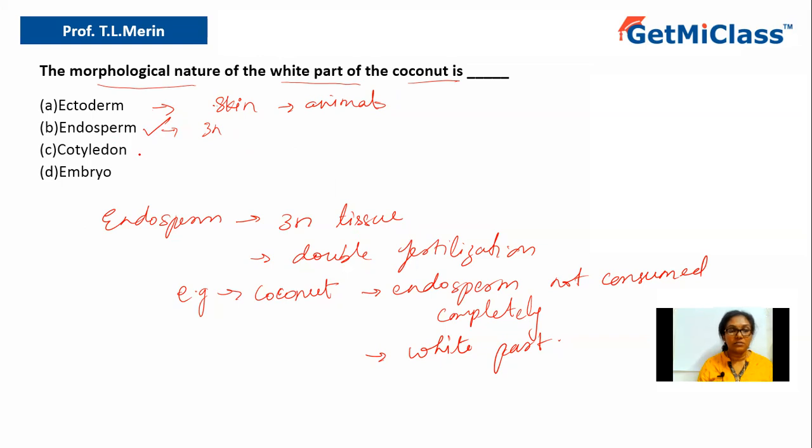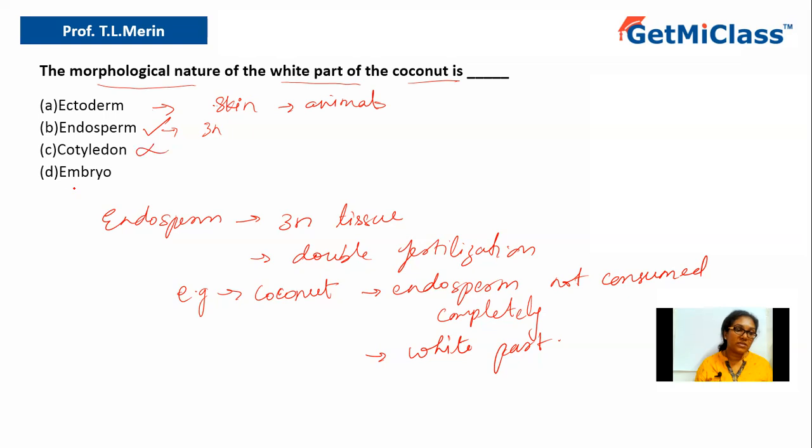Now cotyledon. The white part is not a cotyledon, because cotyledon is not an endosperm. Cotyledons are the protective structures within which they retain the embryo in between. This happens in the case of dicotyledons. You also have monocotyledons where only one cotyledon will be there. There is no cotyledon in the case of coconut. Hence, this is ruled out.